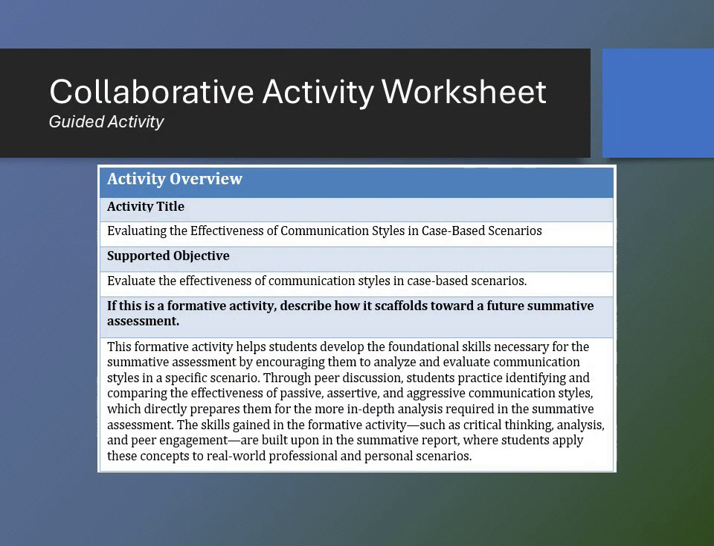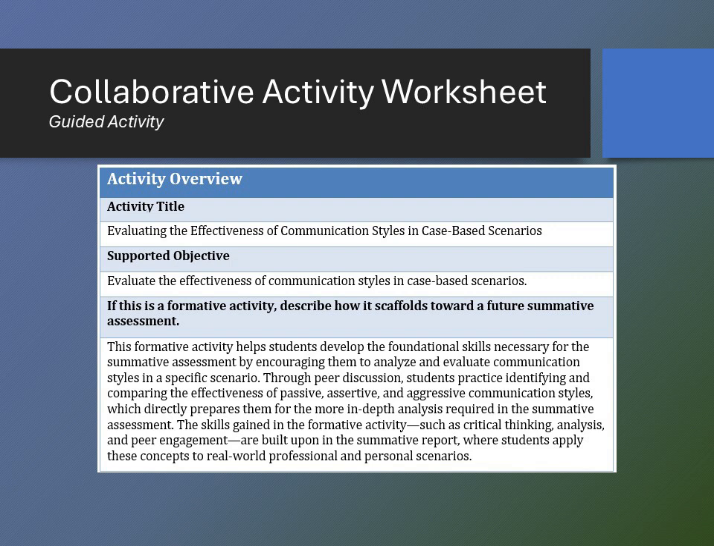Start by giving your activity a clear, descriptive title. This is important because it sets the tone for the activity and provides students with an understanding of what to expect. A well-chosen title helps both you and your students stay organized and focused on the activity's goal.